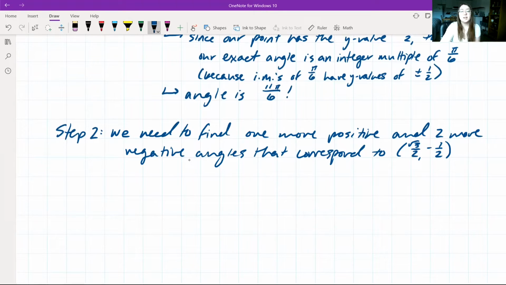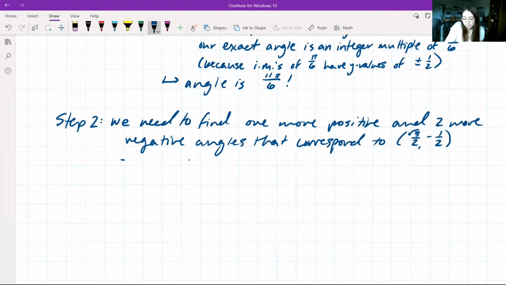And the way that we do this is we just have to find the next revolution, or the revolution before. Since we found that the exact angle corresponding to this point on the unit circle was 11 pi over 6, the only other angles that can also correspond to this point would have to be the revolutions or negative revolutions around. So if we need to get this point again, we have to make revolutions.